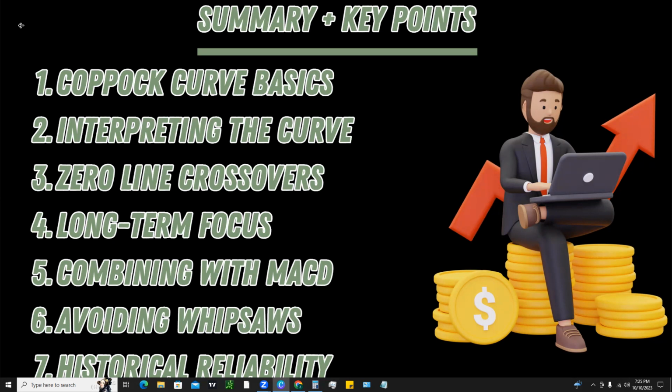Some of the key points that we'll cover in today's video are going to be the basics, how to interpret the curve, the zero line crossovers, its emphasis on a long-term focus, and how you can combine it with other indicators as well to help give you a little bit more clarity. In this case, we'll use the MACD, and it also helps you avoid whipsaws, and it's got great historical reliability, which is really my favorite part, that and the long-term focus. So we're going to cover all of that in today's video. It's going to be a good one.